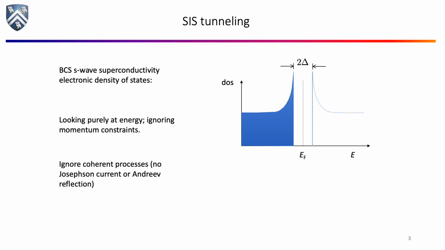And this is a density of states that purely looks at energy. It ignores momentum conservation and tunneling and all those issues. It also ignores coherent processes. There's no Josephson current we're worrying about here, or Andreev reflection or anything like that. When you use this density of states to model tunneling, this is sometimes called the semiconductor approximation. That's what Tinkham calls it in his big book on superconductivity.